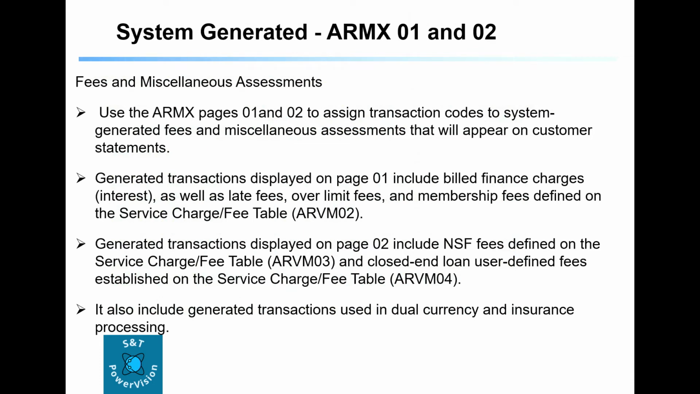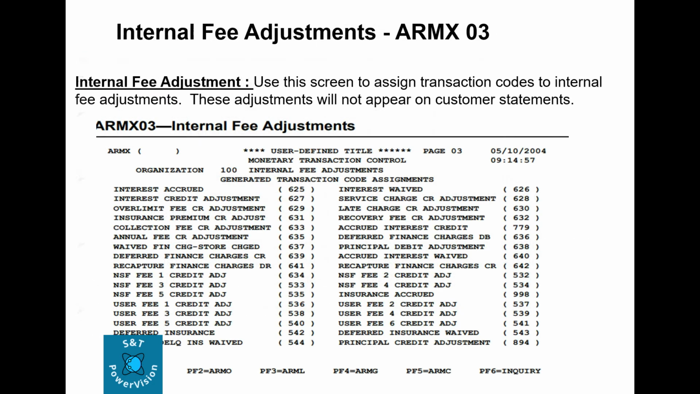Now, what are the fees and miscellaneous assessments? Use ARMX pages 01 and 02 to assign transaction codes to system generated fees and miscellaneous assessments that will appear on customer statements. General transactions displayed on page 01 include bill finance charges, interest, as well as late fees, over limit fees and membership fee defined on the service charge fee table. General transactions displayed on page 02 include NSF fee defined on the service charge fee table and closed-end loan user defined fee established on the service charge fee ARVM04. It also includes general transactions used in dual currency and insurance processing.